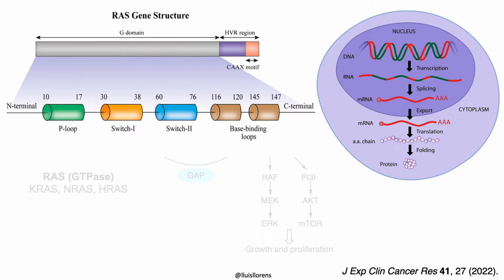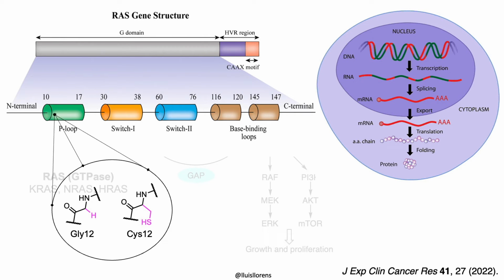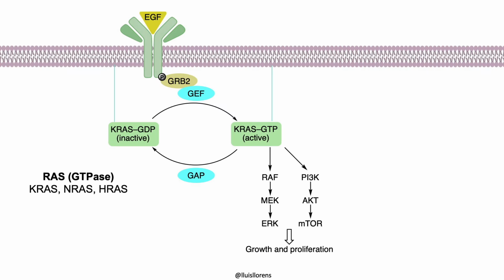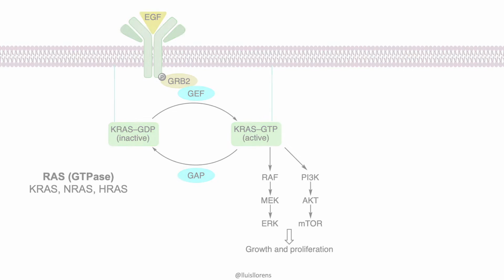The KRAS gene is frequently mutated, and a frequent mutation involves the substitution of glycine 12 by cysteine. Such codon 12 mutations disable GTP hydrolysis by GTPase activating proteins, GAPs, and maintain KRAS in its active form, leading to uncontrolled cellular proliferation and growth.